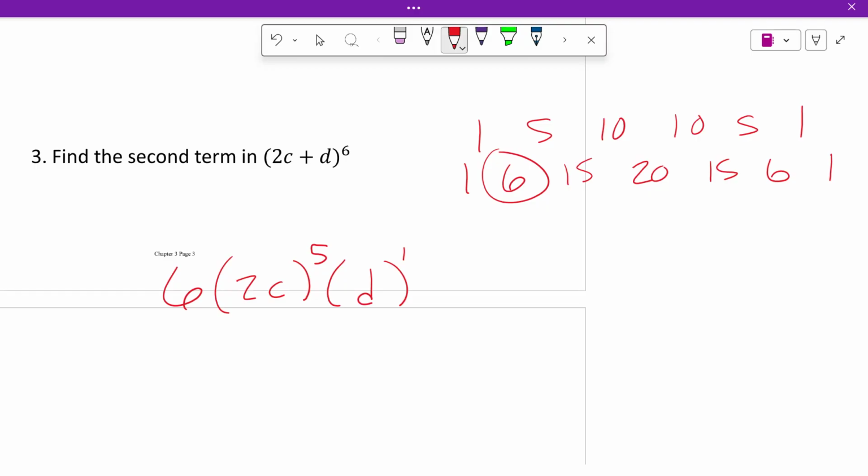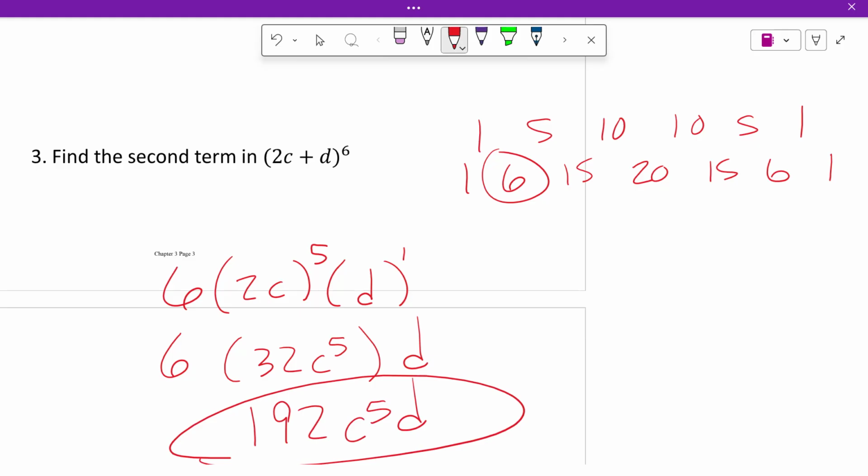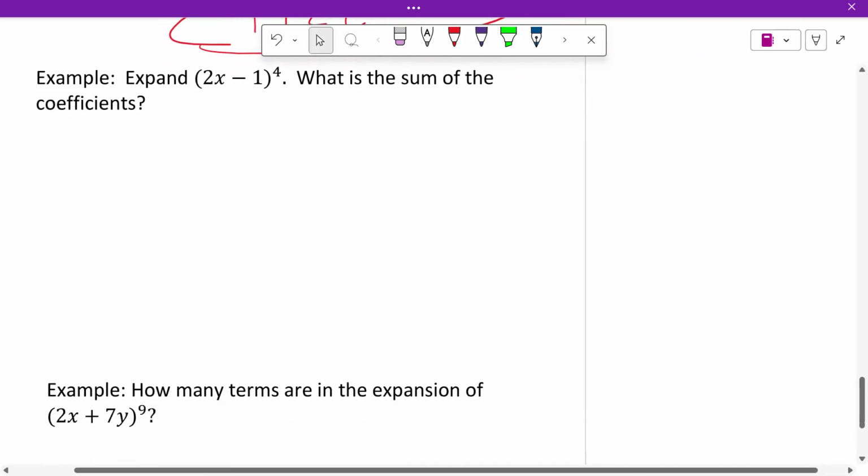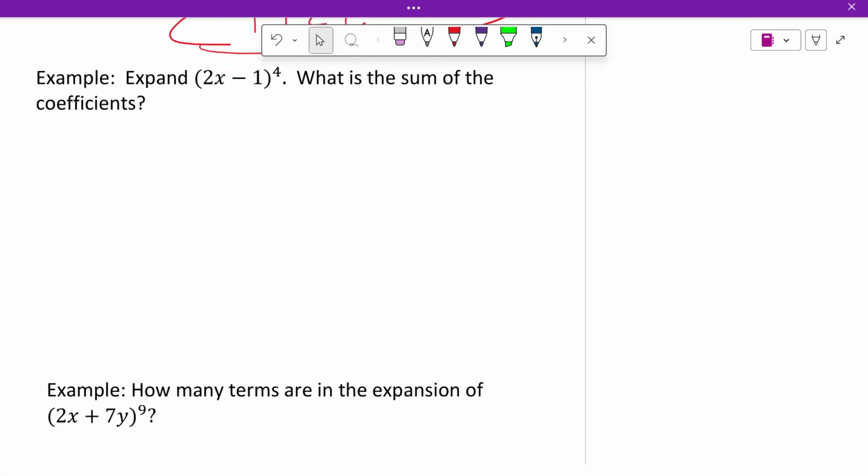So then if I'm just finding the second term, 2 to the 5th, 2 times 2 is 4 times 2 is 8 times 2 is 32. So 6 times 32, c to the 5th, times d. 6 times 32, 6 times 30 is 180, plus another 12 is 192. C to the fifth D. Boom. Second term. Okay? Pascal's triangle and the binomial theorem. Okay, the last thing.